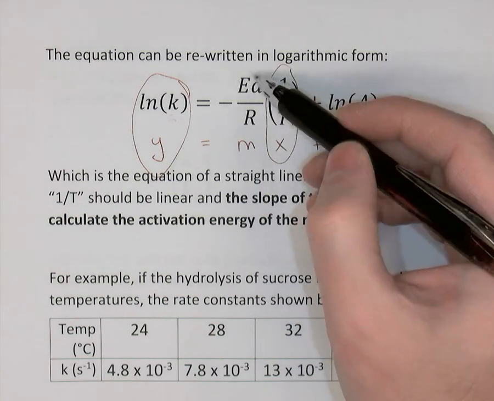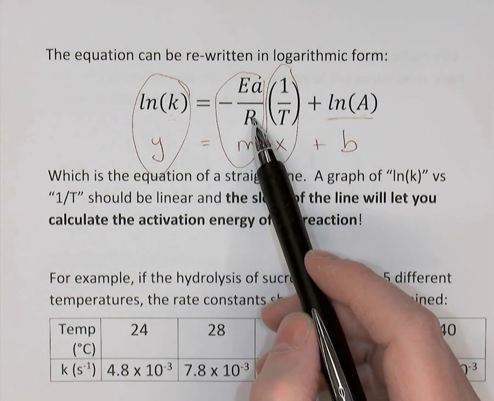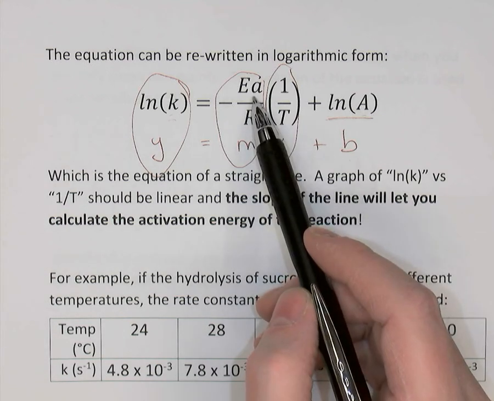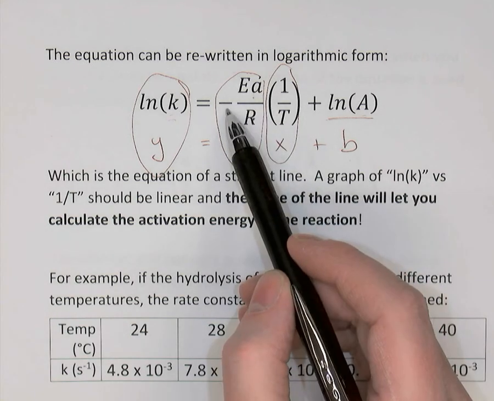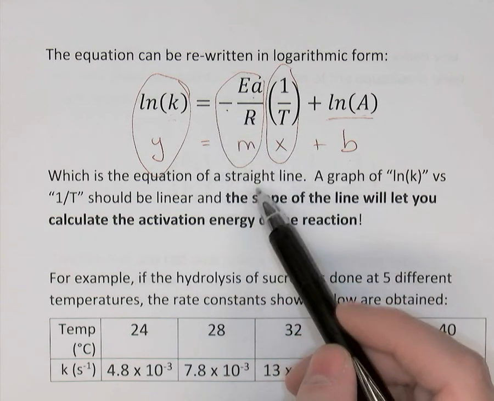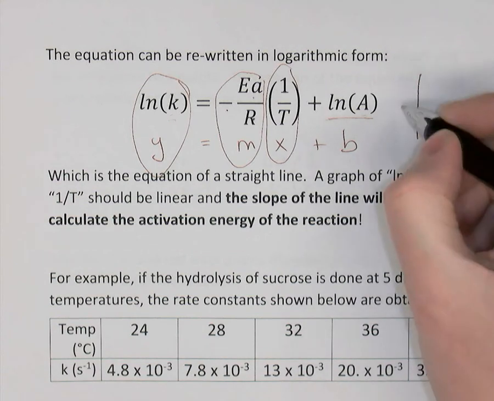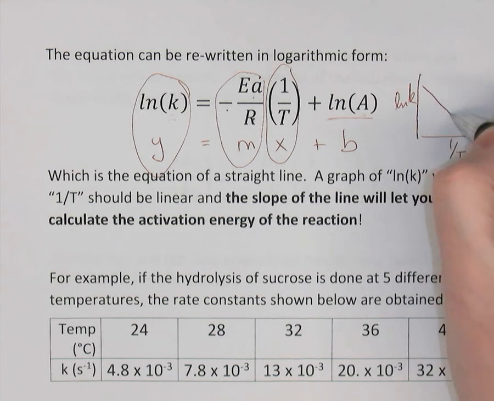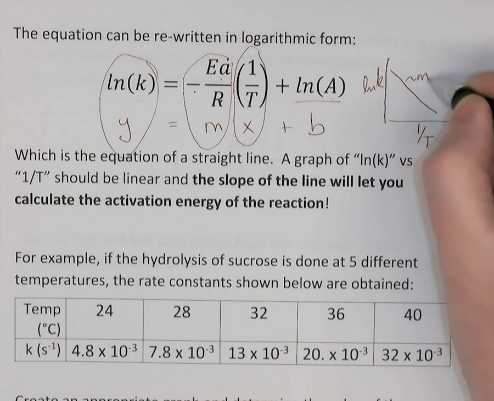Now the slope of that line is negative Ea over R. If you think about that for a minute, R is a positive number, the ideal gas constant, 8.314. Ea is a positive number, the activation energy in joules per mole. This negative sign out front is going to mean that the slope of our line is negative. So a graph like this, with natural log of rate constant and 1 over T, should produce a falling straight line. The slope of that falling line is going to give you negative Ea over R.